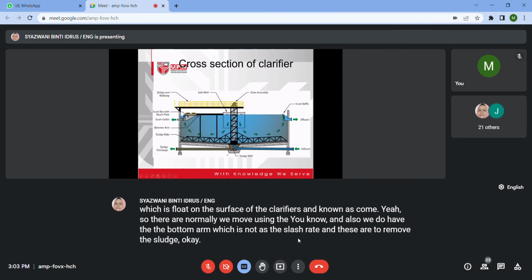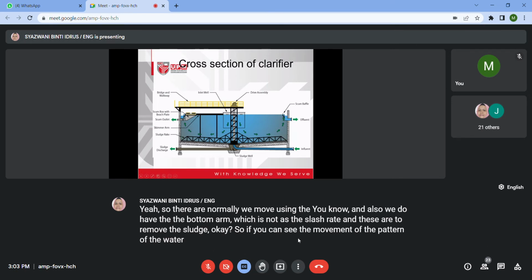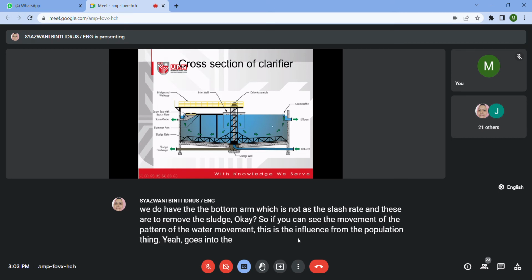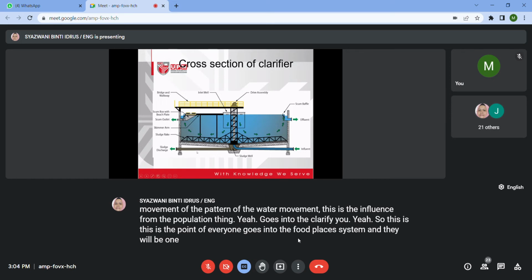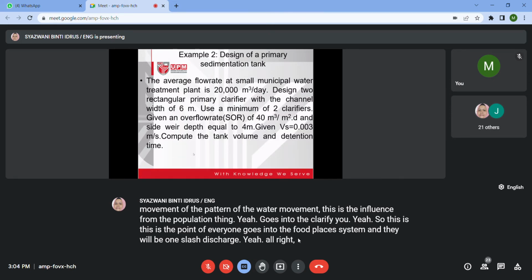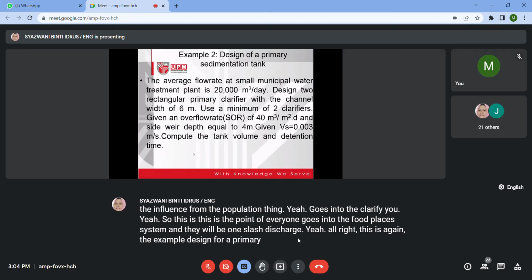Okay, so if you can see the movement pattern of the water, this is the influent from the flocculation tank going into the clarifier. This is the point where the effluent goes into the filtration system, and there will be one sludge discharge outlet. All right, this is again the example design for a primary sedimentation tank.